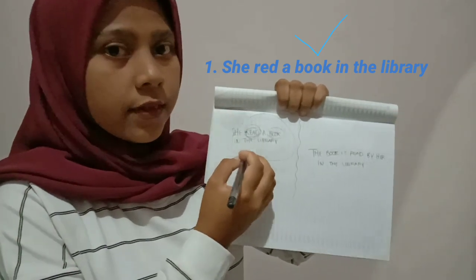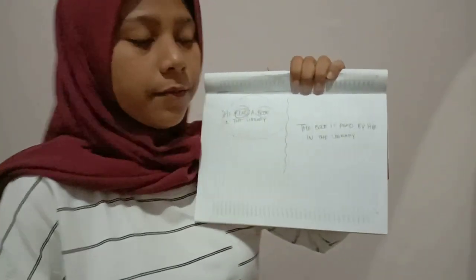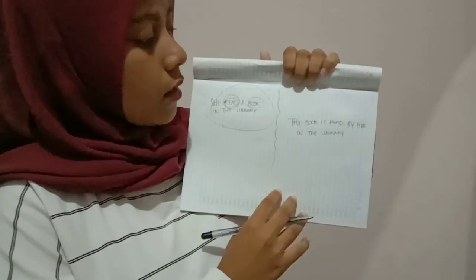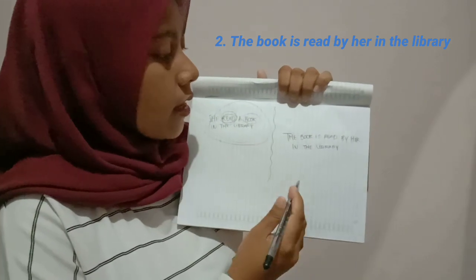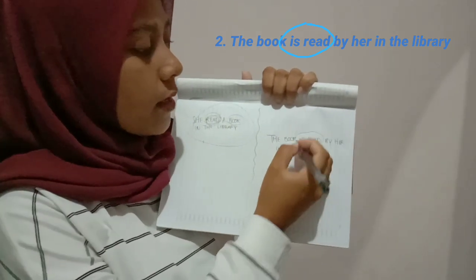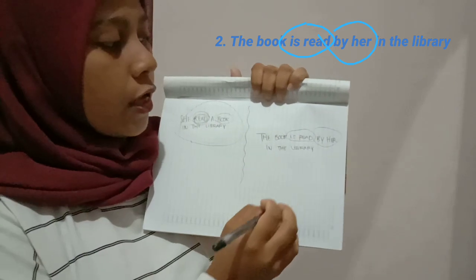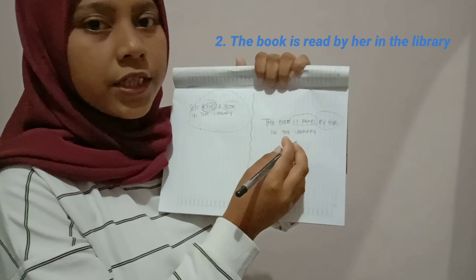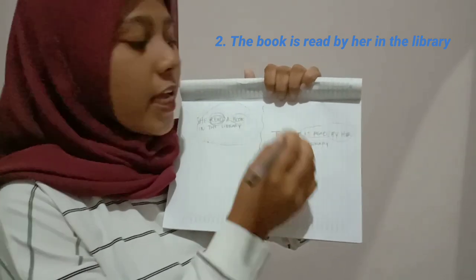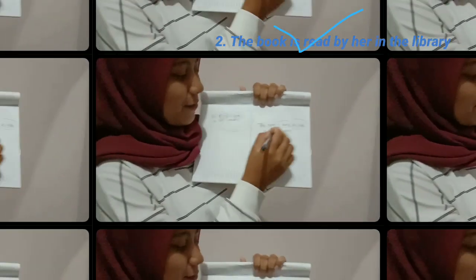The second example: "The book is read by her in the library." You can see this is a passive verb plus by her, which indicates who does the action. So this sentence is also correct. Here are examples of recognizing passive or active meaning with by plus object.